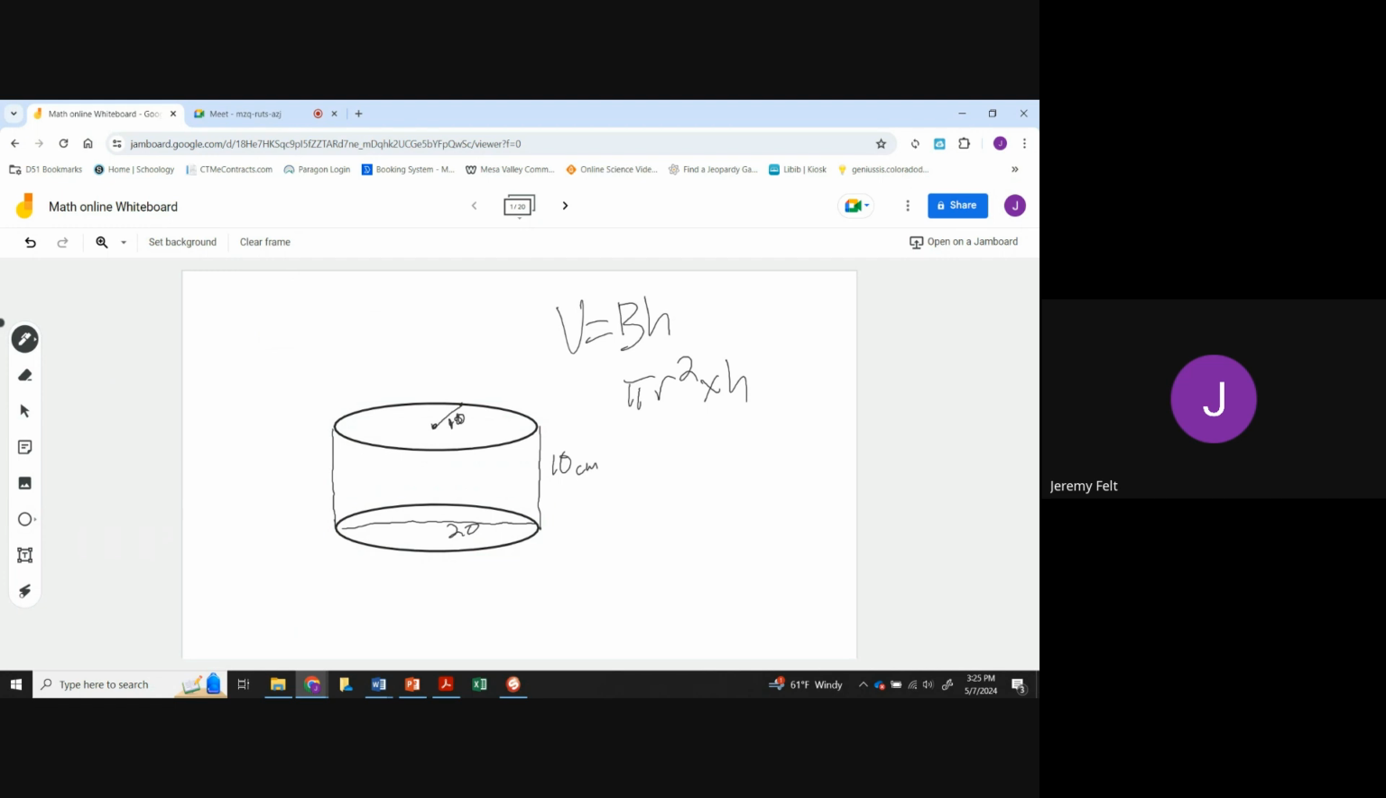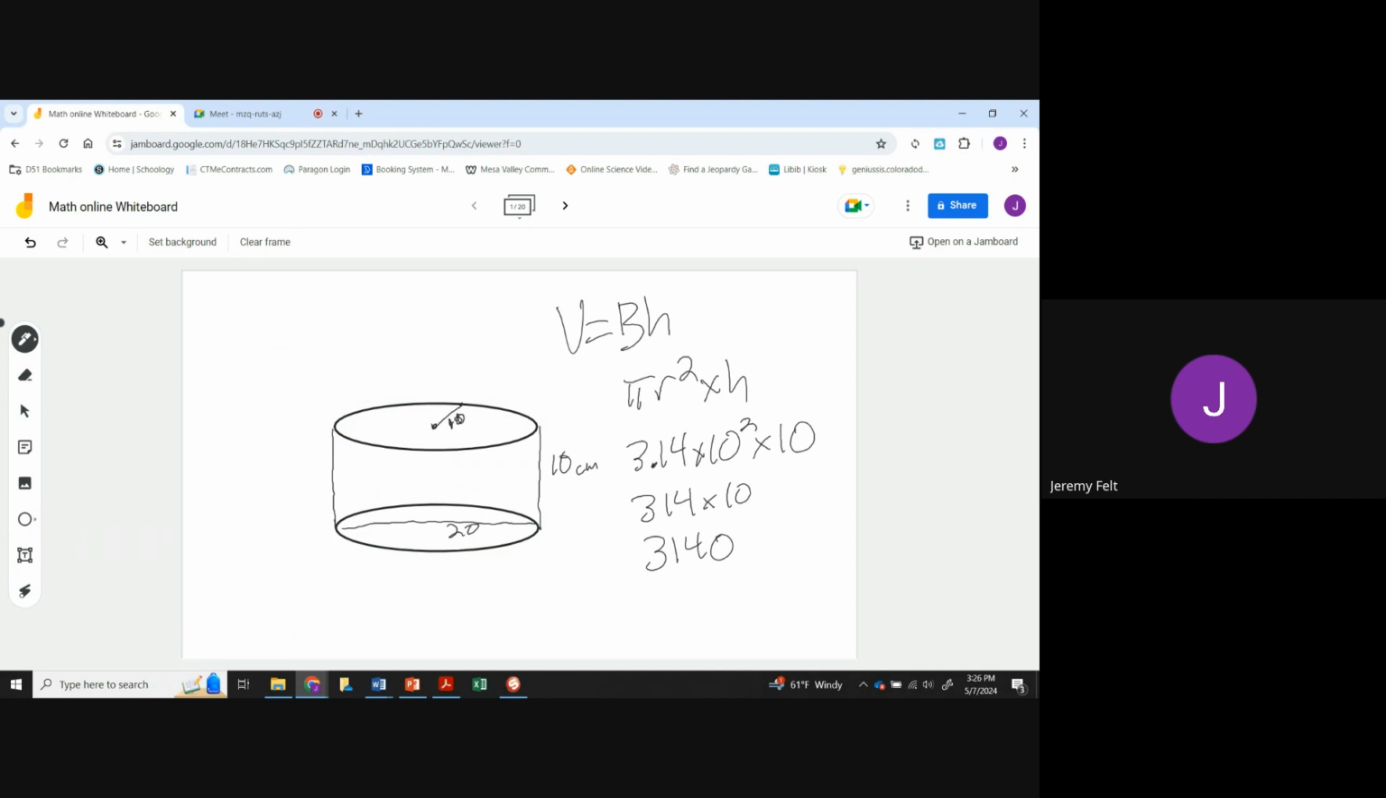We're told to use, okay, we'll use 3.14. Radius is 10, not 20, so 10 squared, which is 100, times the height, which is also 10. So this gives me 3.14 times 100, which is 314, times 10, which is 3,140. And then what essentially we did is centimeters squared times centimeters.